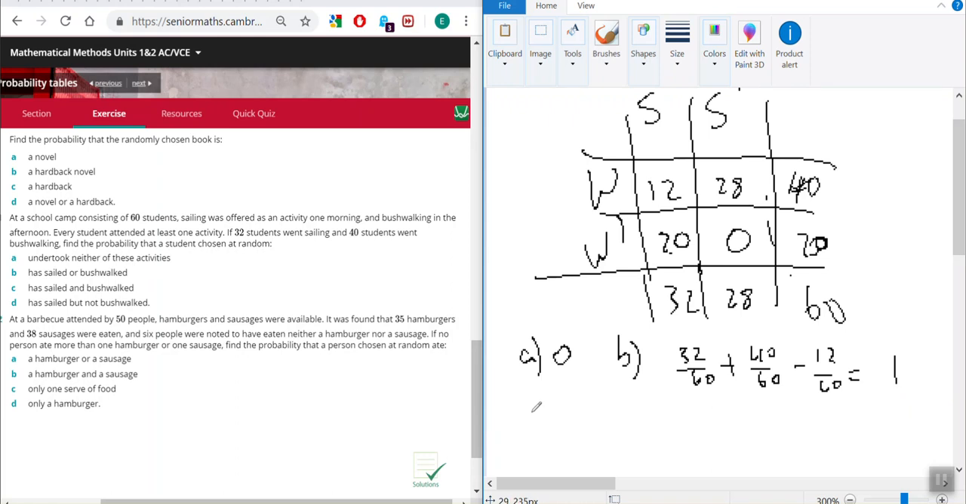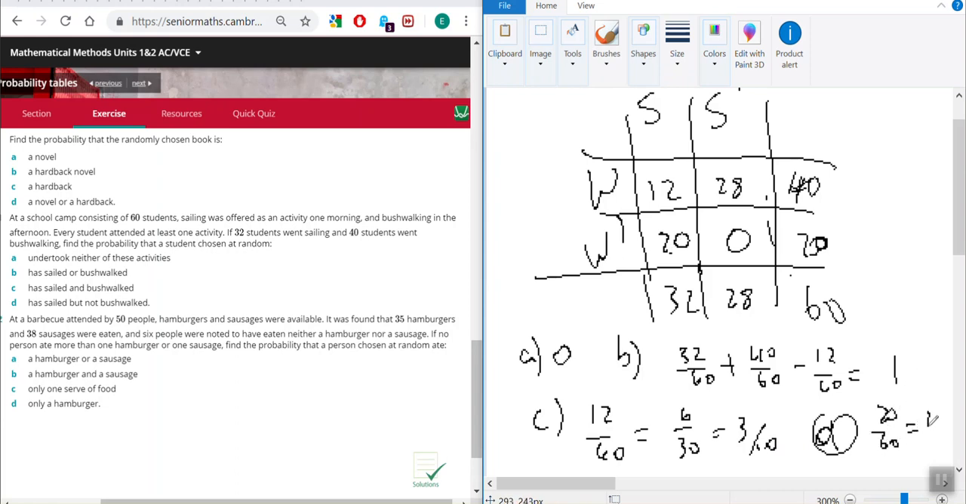C has sailed and bushwalked. So sailed and bushwalked is in this section. Sailed and bushwalked is 12 out of 60, which equals 6 out of 30, which equals 3 out of 10. And D has sailed but not bushwalked. So 20 out of 60, which equals a third.